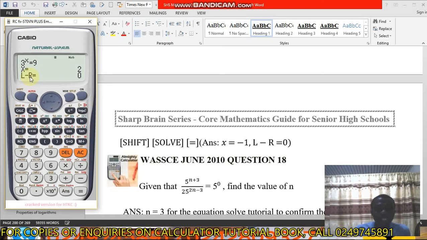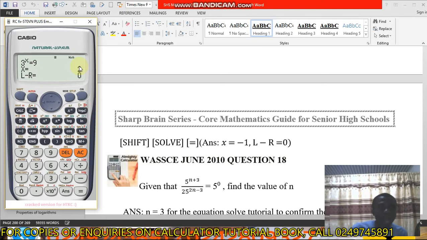Anytime you are solving an equation with a calculator, you are going to get the value of the unknown variable in the question, and you get a value of LR. That means the left and the right. When it approaches 0 or gets closer to 0 or approximately 0, it means that the answer you are getting is correct. Now, should you get any answer which is far away from 0, which you cannot approximate to 0, it means that your calculator needs to be reset.